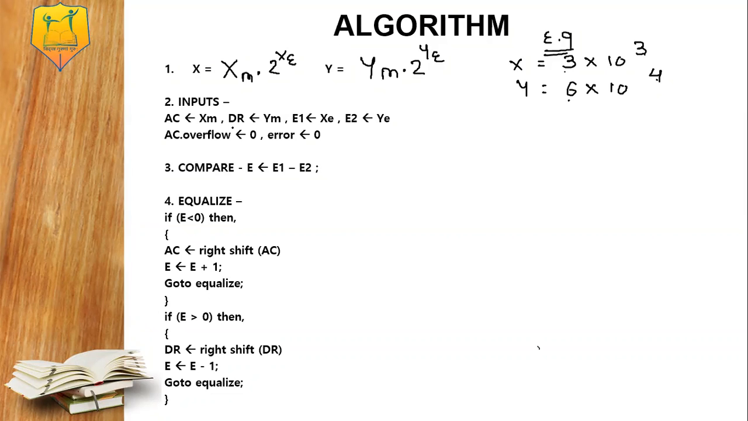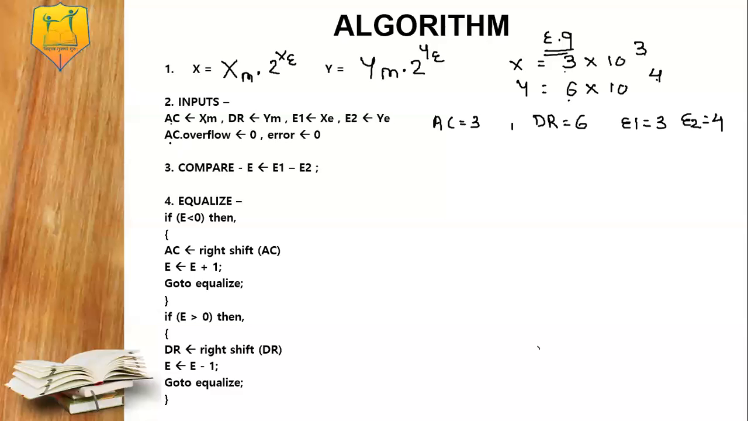Understood, guys? Okay. Now, see, AC tends to xm. I am just loading the values. So now my AC becomes xm, that is 3. DR becomes ym. So DR is 6. E1 is my first exponent, that is xe, that is 3. E2 is the second exponent, that is 4.